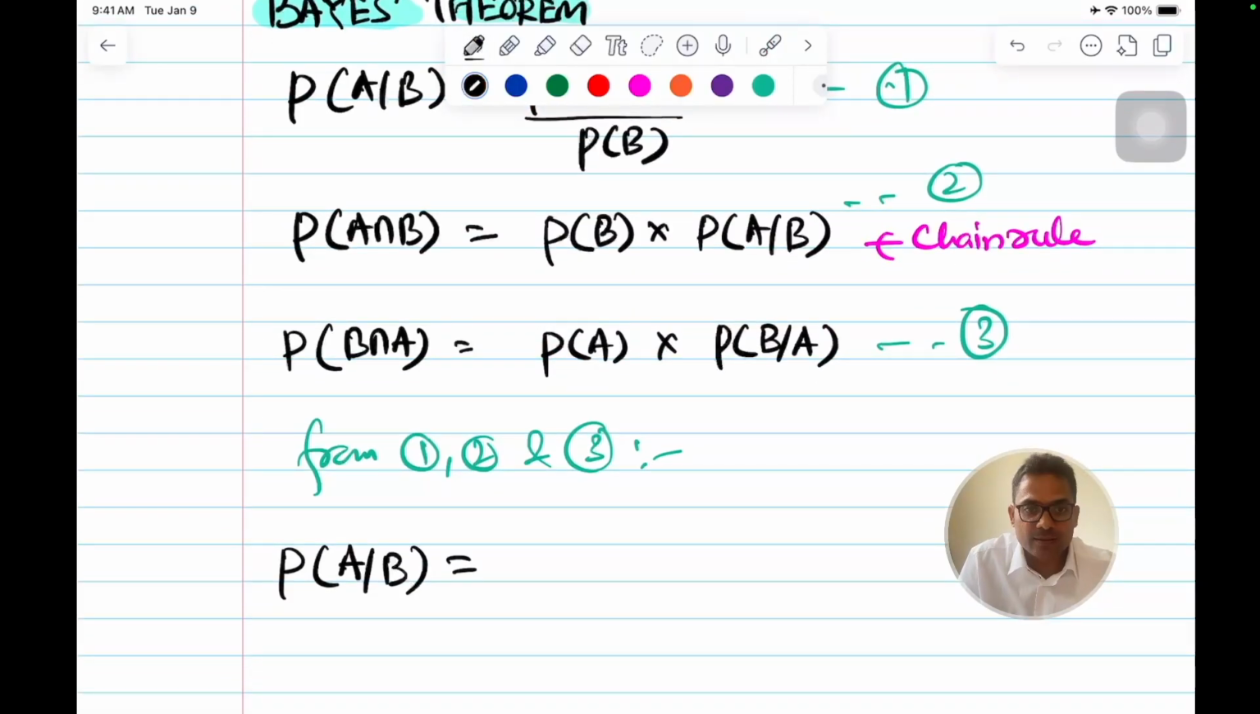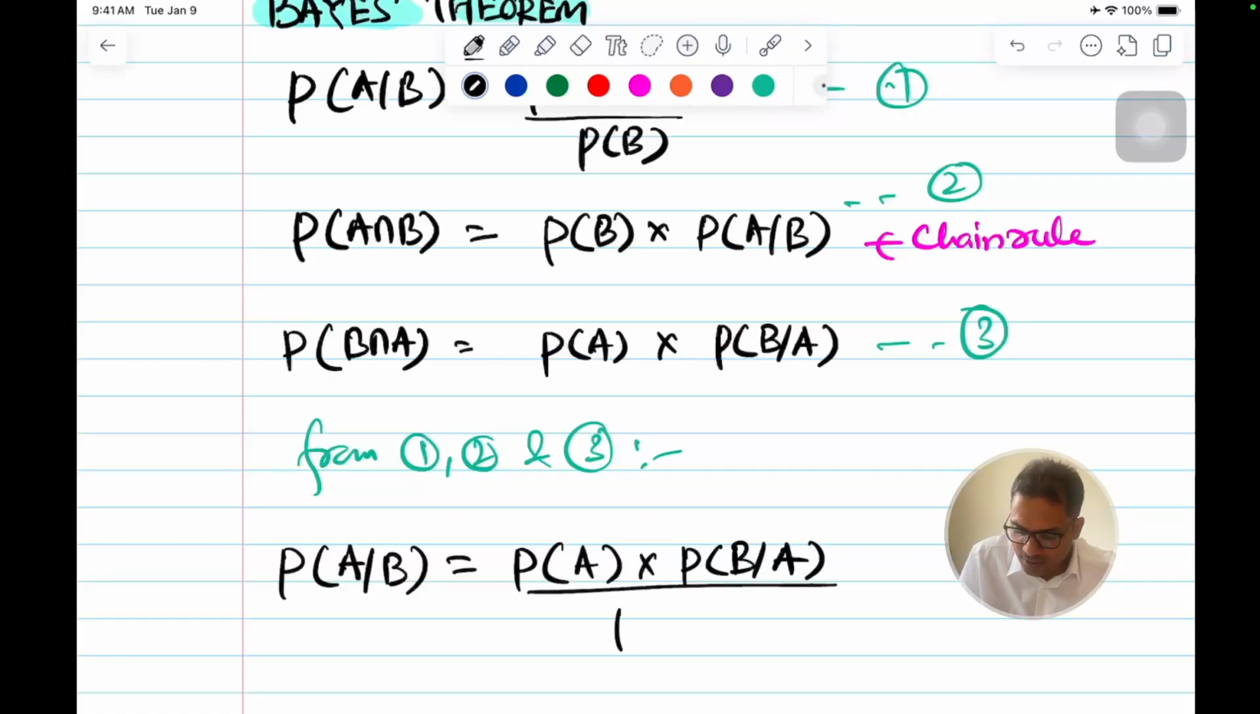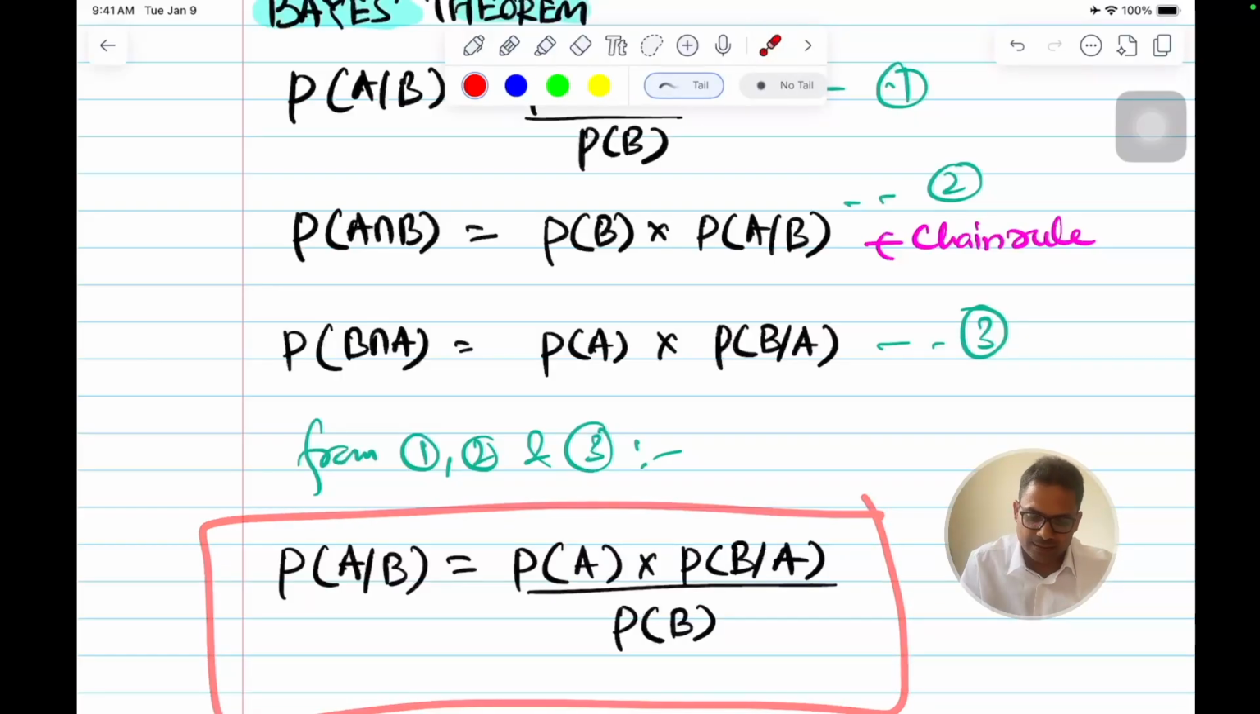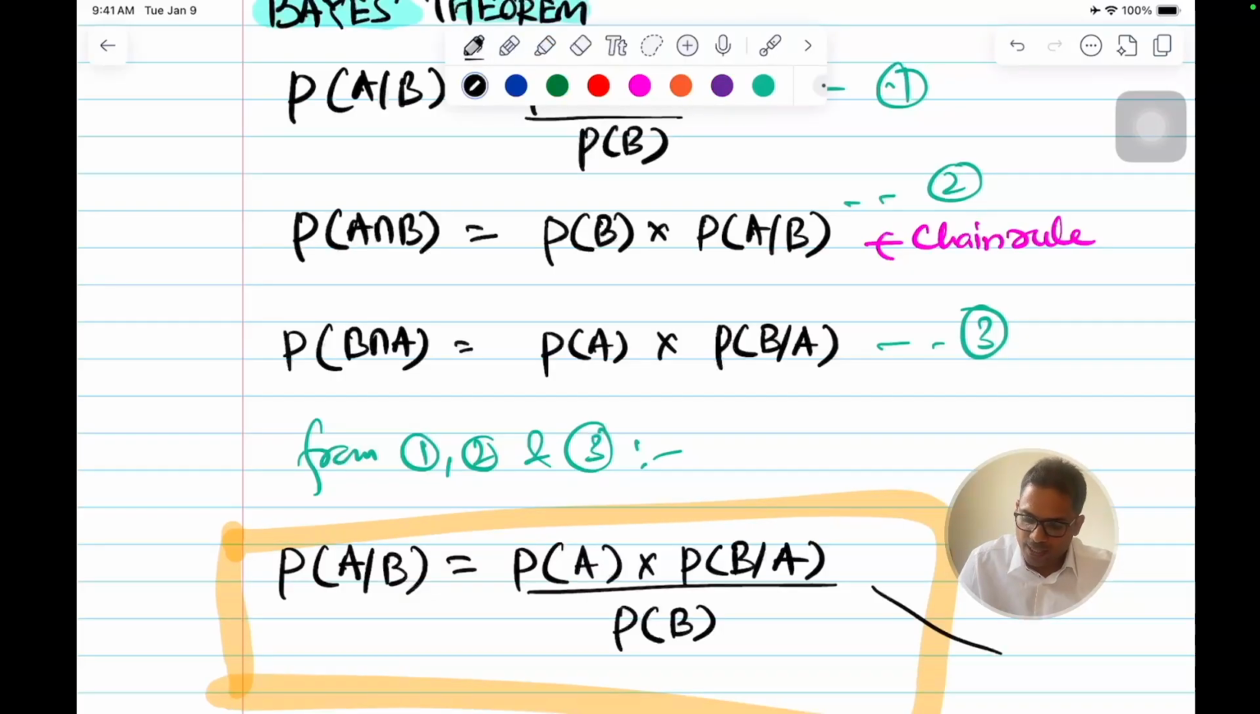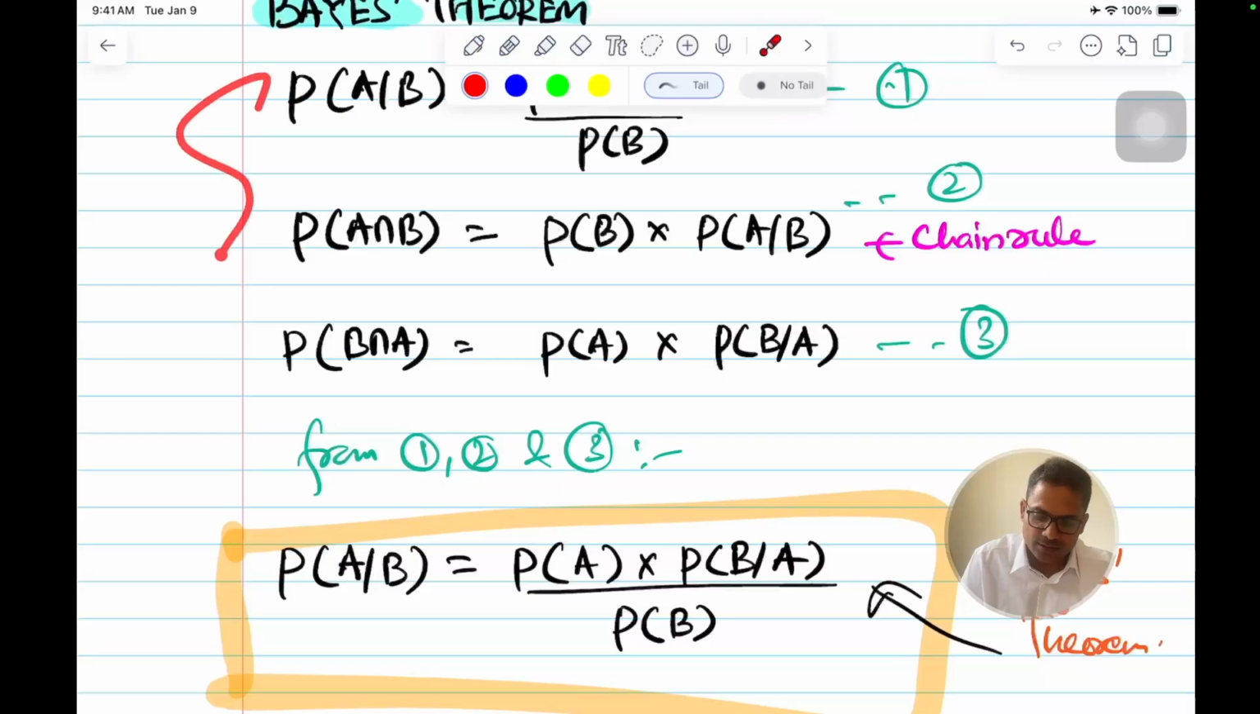Okay, so let me replace this. So this will be P of A into P of B given A, and this is how we read it, divided by P of B. This is what is called our Bayes rule, Bayes theorem. This is what is Bayes theorem, guys. Nothing but just a refactoring of this conditional probability formula.